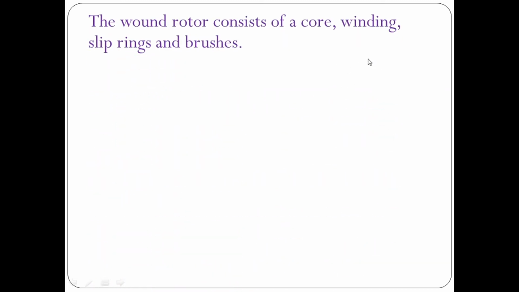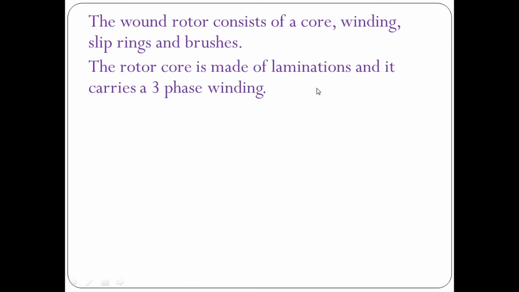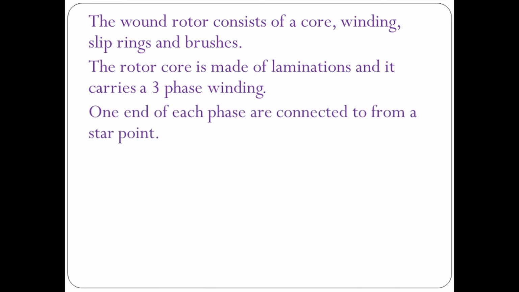The wound rotor consists of a core, winding, slip rings and brushes. The rotor core is made of laminations and carries a 3-phase winding. One end of each phase is connected together to form a star point.